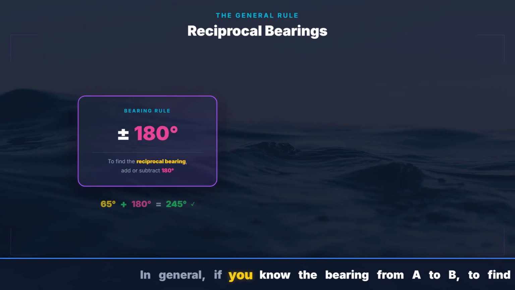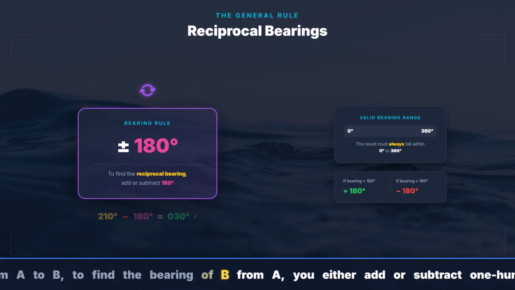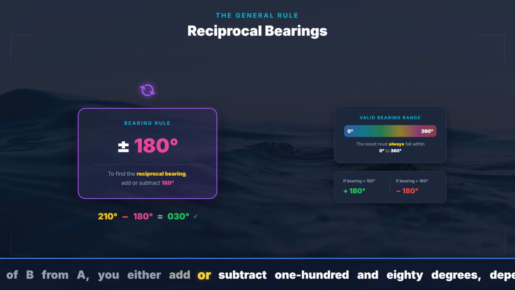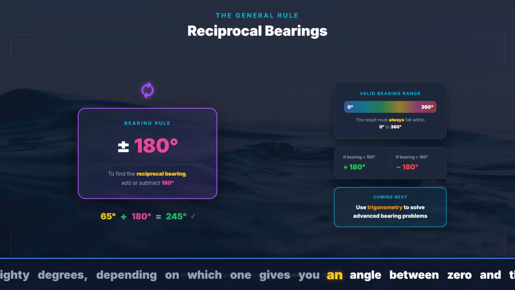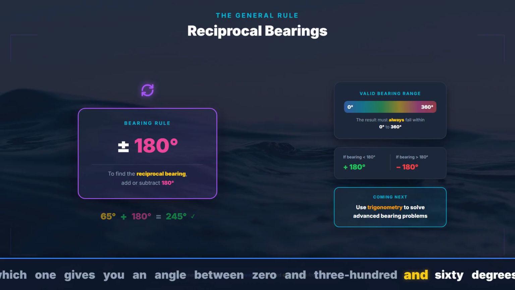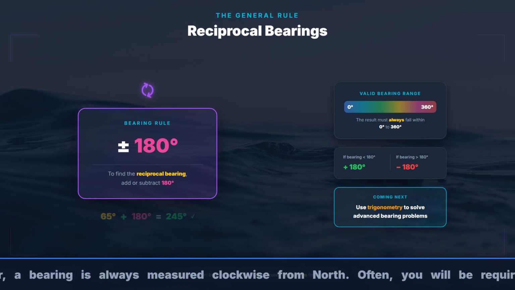In general, if you know the bearing from A to B, to find the bearing of B from A, you either add or subtract 180 degrees, depending on which one gives you an angle between 0 and 360 degrees. Remember, a bearing is always measured clockwise from north. Often, you will be required to use your knowledge of trigonometry to solve bearing questions.